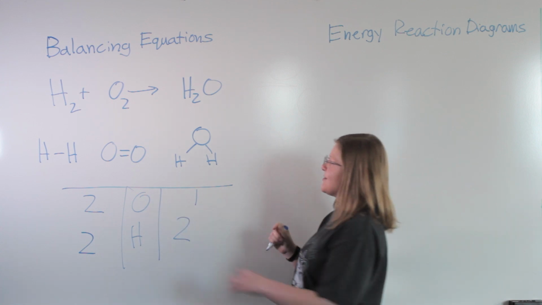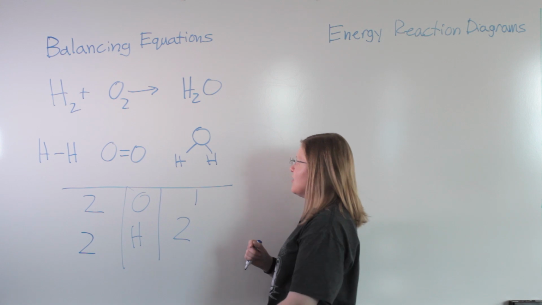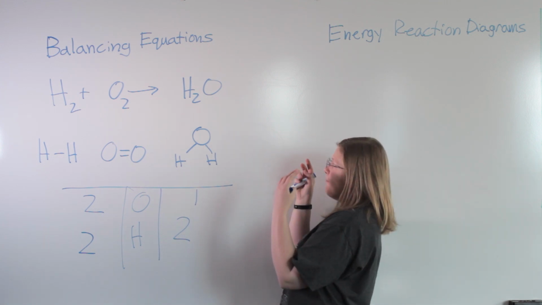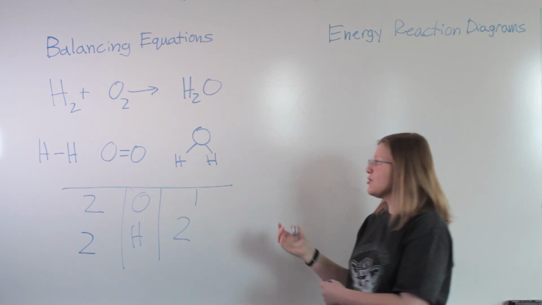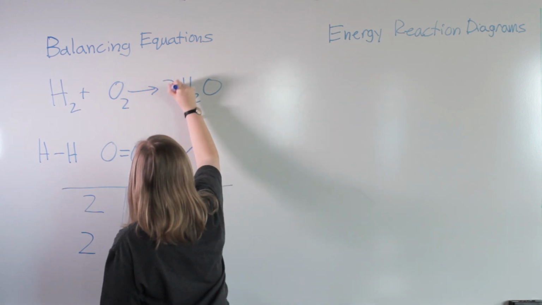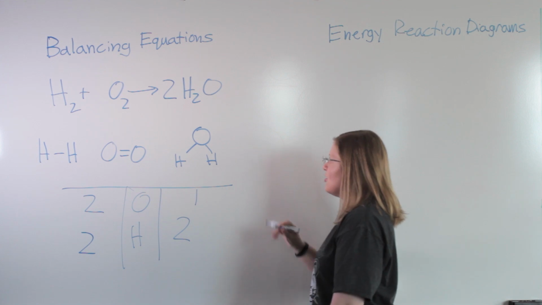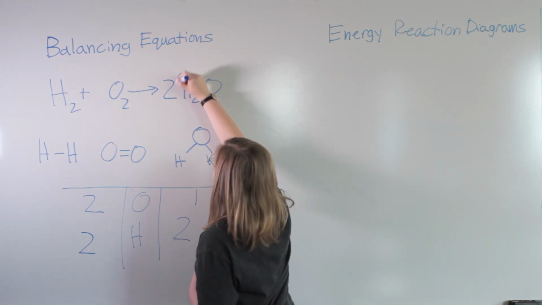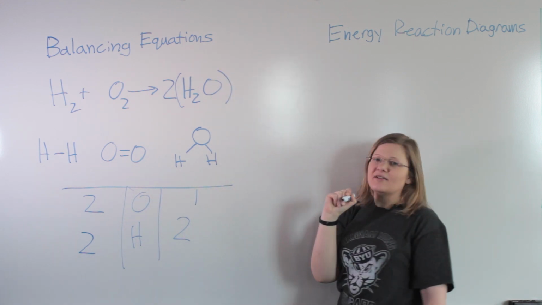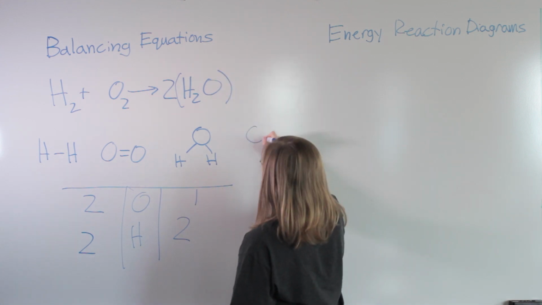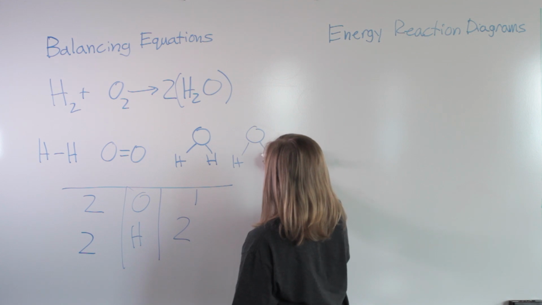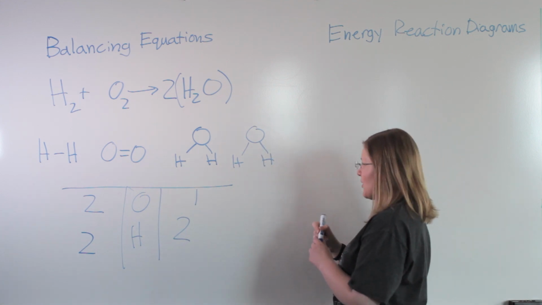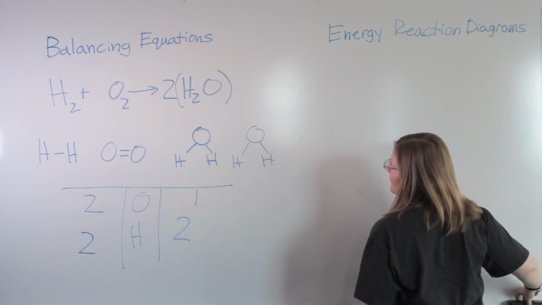How we balance chemical reactions is we put big numbers out in front. The big numbers out in front tell us how many molecules we have total. So if I put a 2 out in front of this, now I have two separate water molecules. You can kind of see, imagine there's parentheses around that. So now I'm adding another water molecule to my drawing. So now we want to update our table.